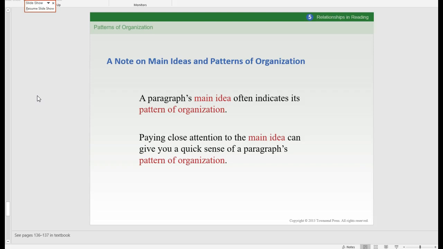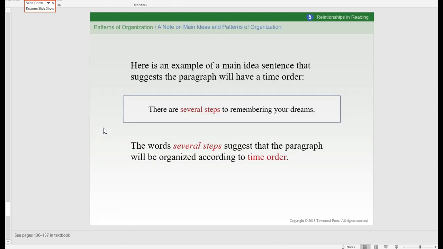The next point here is your main idea or your topic or your thesis statement will usually let the reader know what the pattern is. Take a look. So, I jumped ahead. Paying close attention to the main idea can give you a quick sense of the paragraph's pattern of organization. Let's go to the next slide.